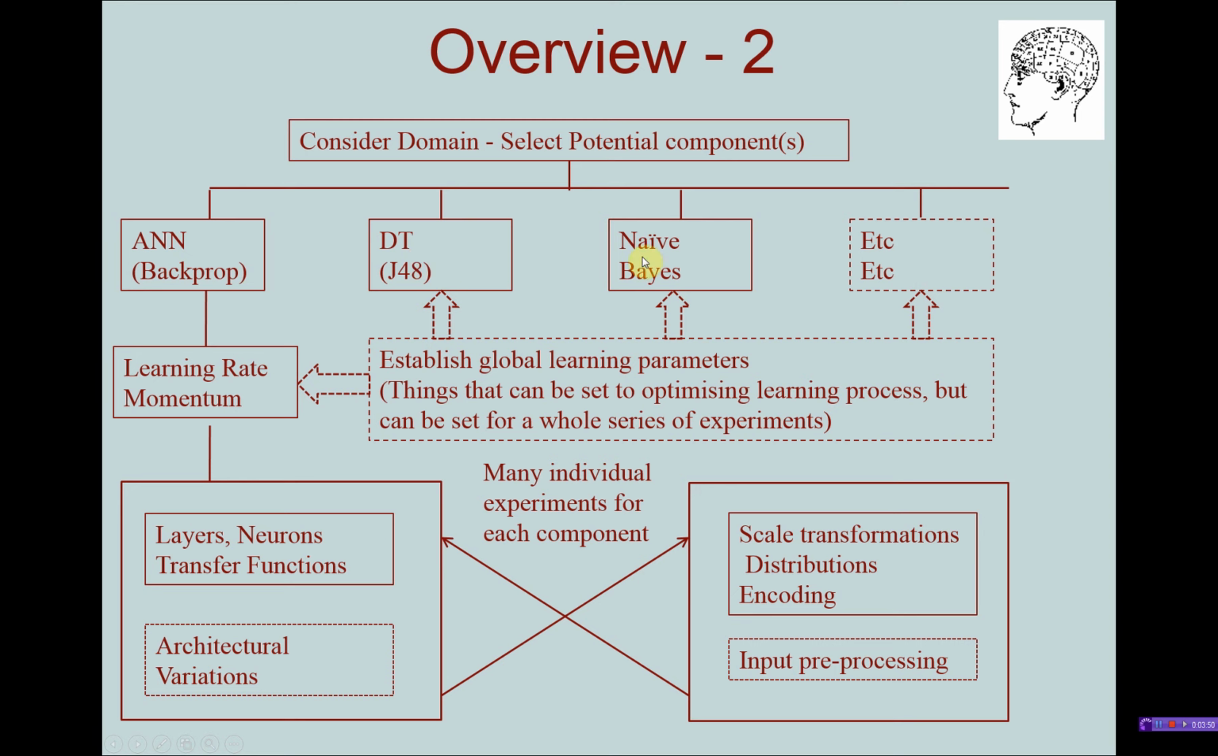When we know what classifiers we're going to conduct experiments on to see about their suitability for the data, we need to establish some global learning parameters for the classifiers. These differ across the different classifiers. So with the neural networks, they are learning rate and momentum, which will be covered by Dave McLean in future lectures in this particular module.